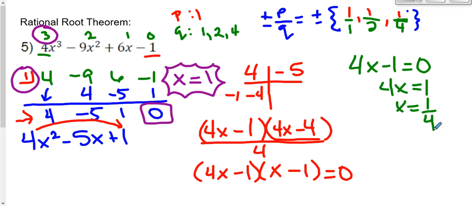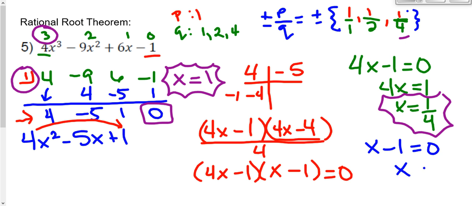There's my second solution. X equals 1/4, which we can see is one of our original possible solutions, but we didn't have to test it with synthetic division, which is nice. Next, I'll take x minus 1 and set that equal to 0, and I will add 1 to both sides. X is 1. That's my last solution. I have all three of my answers. X equals 1 twice. It's got a multiplicity of 2. And x equals 1/4. Let's take a look at my next rational root question to get a little bit more practice with that.